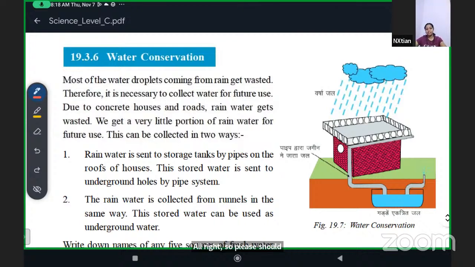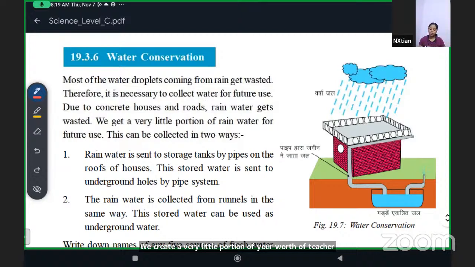There are some ways of water conservation, such as rainwater harvesting, which we studied about. There are also water conservation tanks which are used to conserve this rainwater. Now, most of the water coming from rain gets wasted. Therefore, it is necessary to collect water for future use. Due to concrete houses and roads, rainwater gets wasted. We get a very little portion of rainwater for future use. Now, this can be collected in two ways.